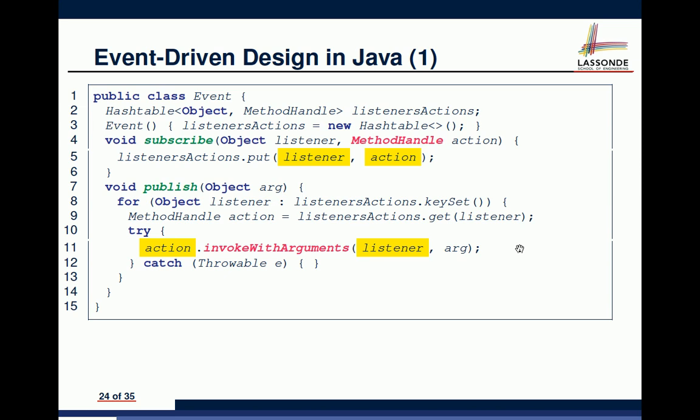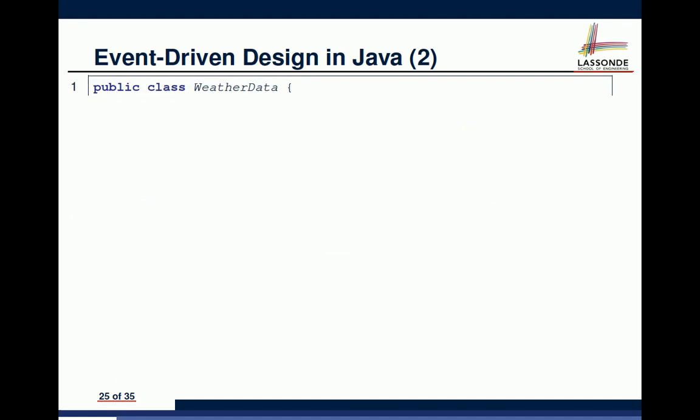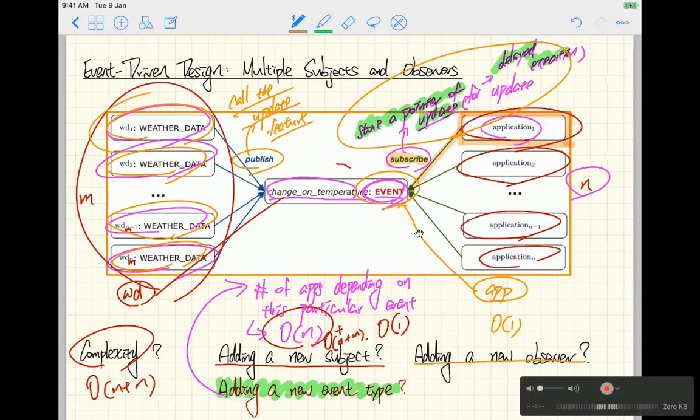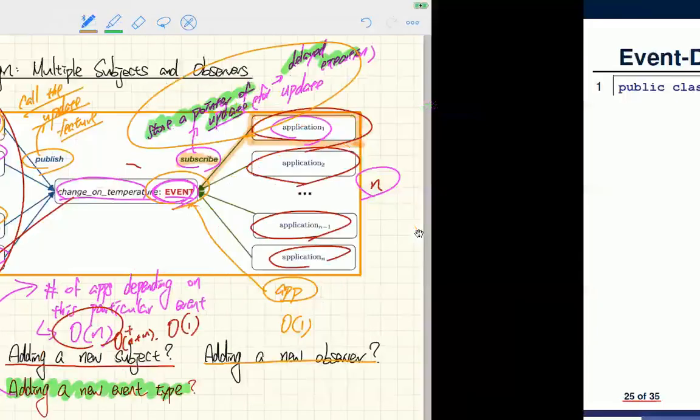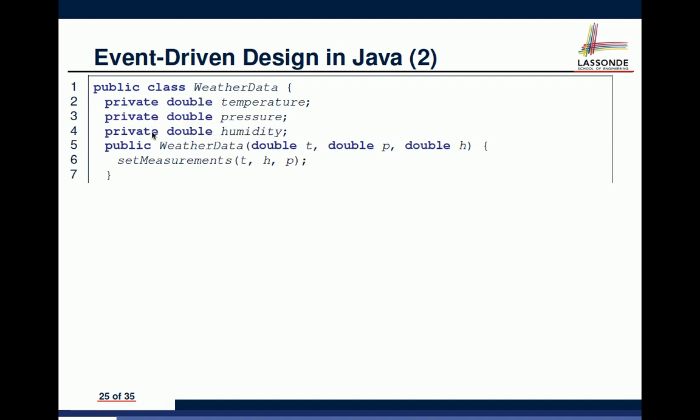So that's about the events. Now let's go to weather data, which is the subject. We'll talk about how you can implement the subject over here. If you want to implement the subject, let's say we've got temperature, pressure, and humidity, the same as before. What's new is that now we want to declare the events. One way to do it is to simply declare the events in the subject over here. You simply say change on temperature is just a new event. Make it static so that you can use the class to get access to it.